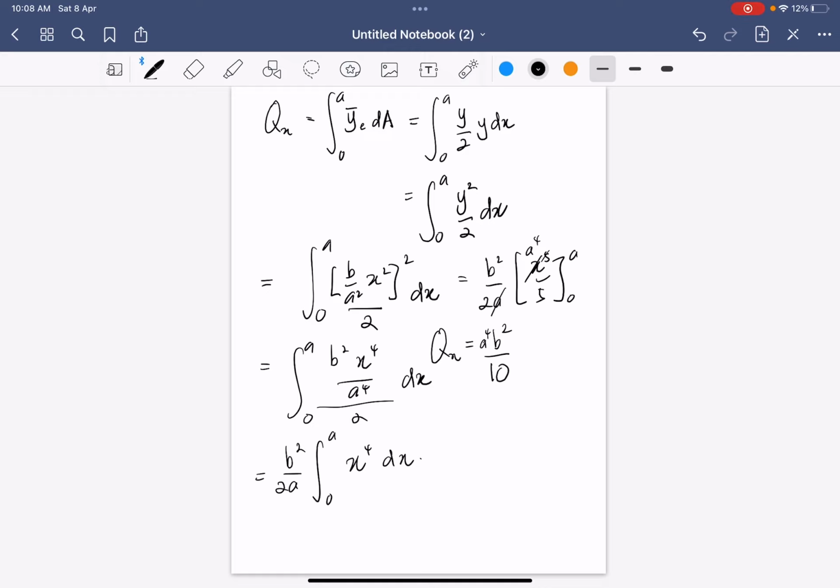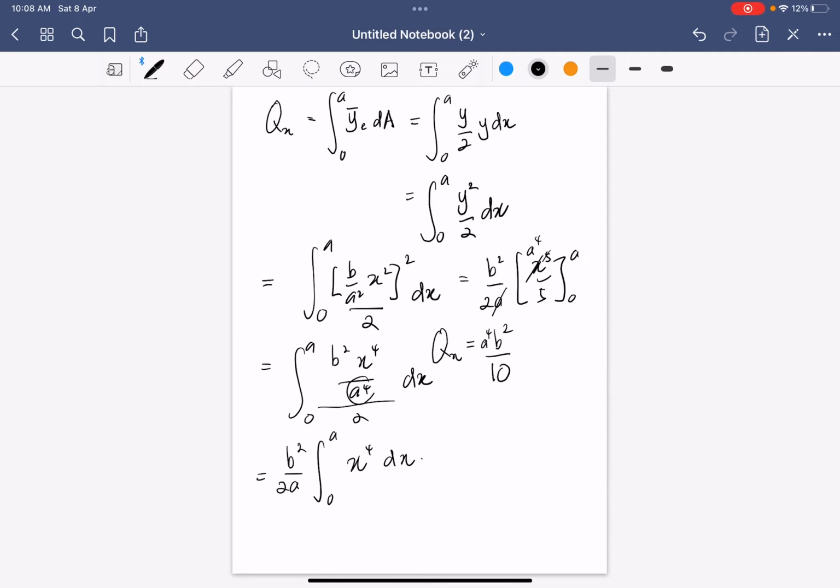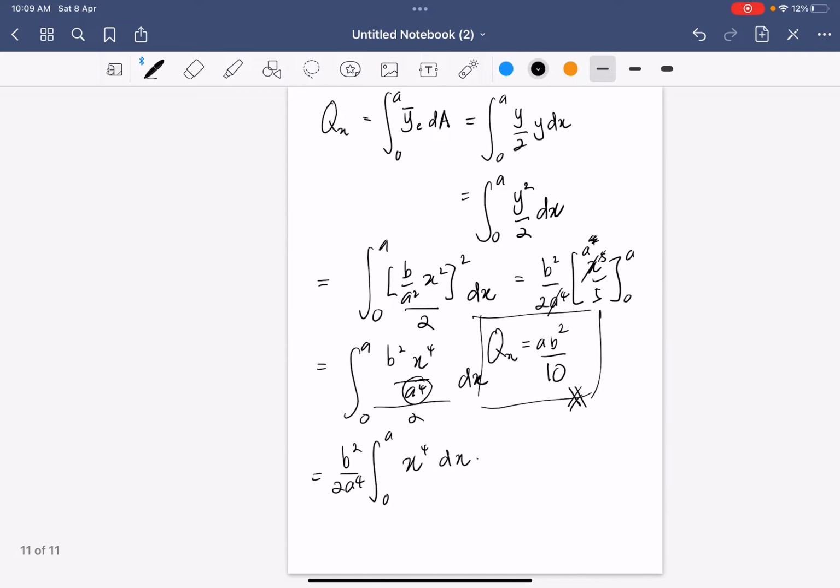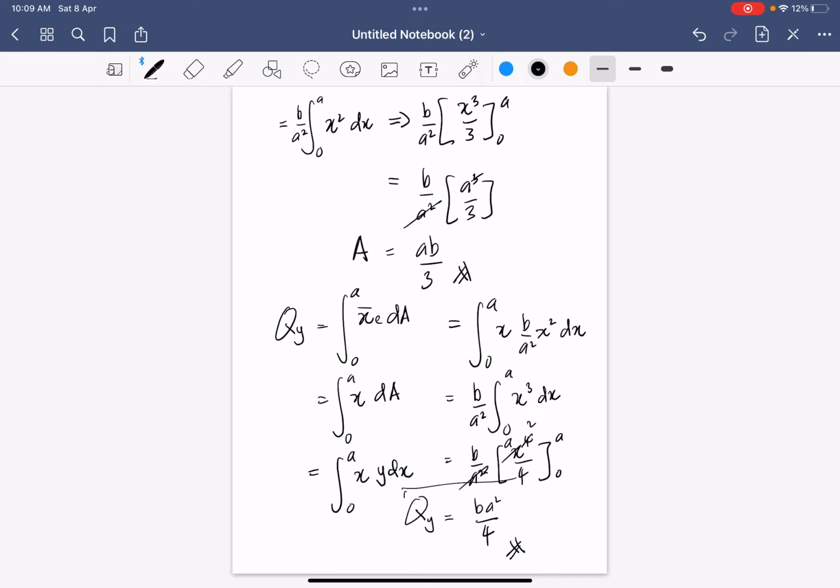Okay, let me check. Is my integration correct? Oh, sorry. Actually, I have made a mistake on this. This is supposed to be a to the power of 4, and this becomes a only. Let me erase this. So actually, the equation is a b squared over 10. So this is Qx, and this is Qy.